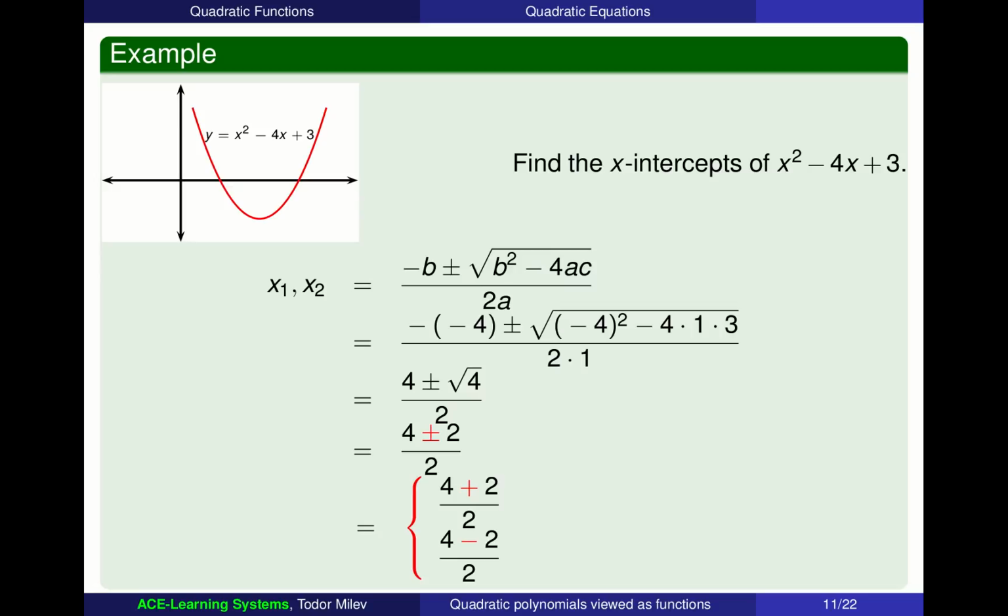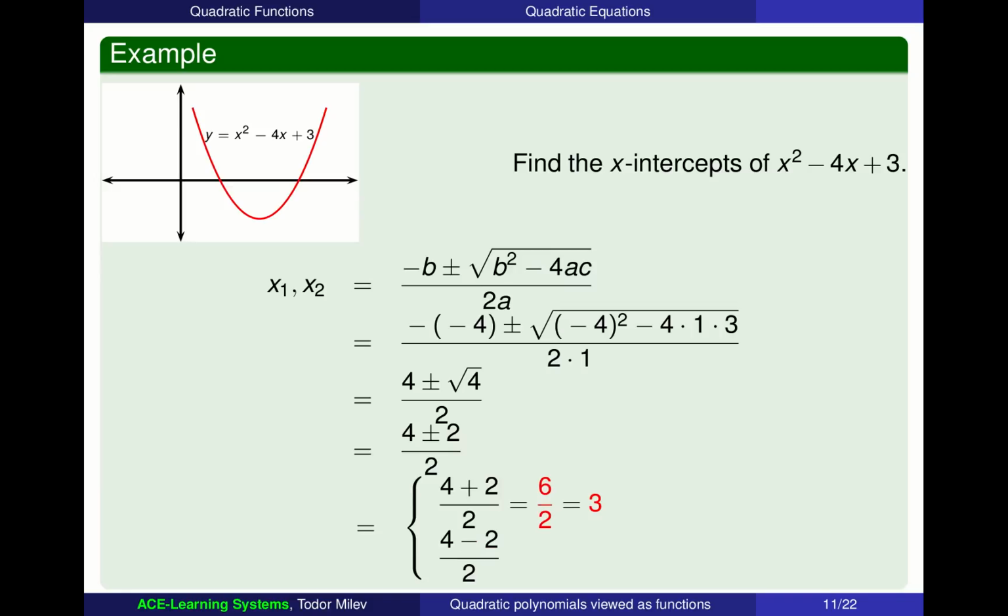Now notice that when we have plus or minus, you can expand that using this curly brace. Whenever you have a plus or a minus, you can expand it into a curly brace, and then in one of the entries of the curly brace, you enter the plus, and in the other entry, you enter a minus. So that curly brace is just a different way of saying plus or minus, or one line or the other line. Okay? Now, 4 plus 2 is 6, and 6 divided by 2 is 3.